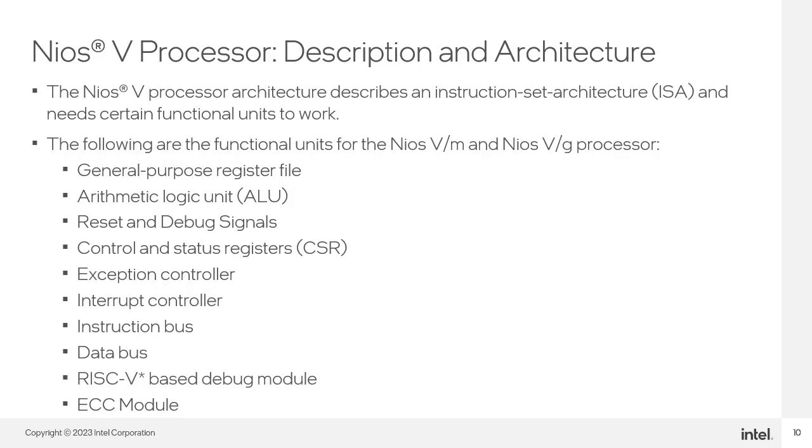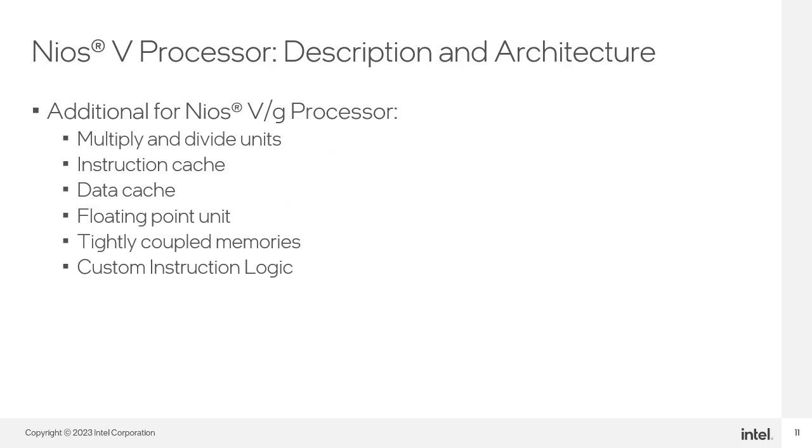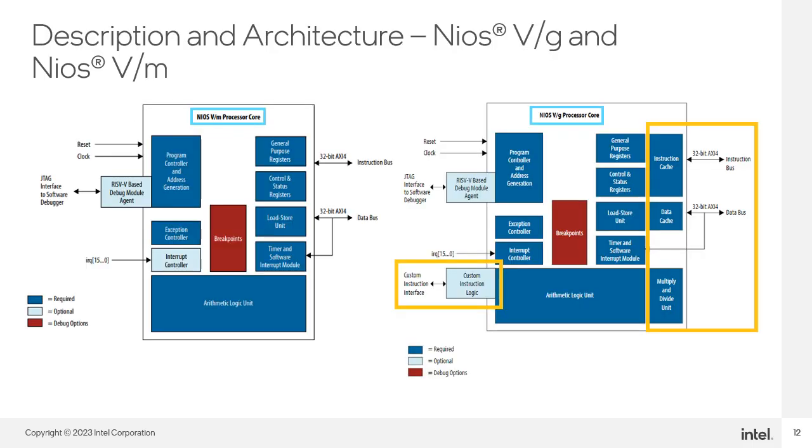This is the list of functional units that both Nios V-M and Nios V-G have as part of their architecture. Additional to the previous units mentioned, these are some features for the Nios V-G processor. On the right, you see highlighted the differences for the Nios V-G processor core. Remember that the Nios V-G processor is a general-purpose processor that has custom instruction logic, instruction cache, data cache, and a multiply and divide unit.